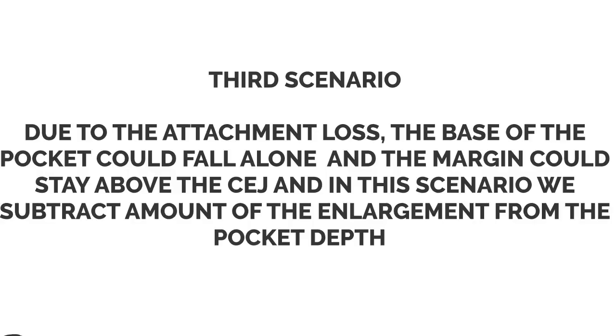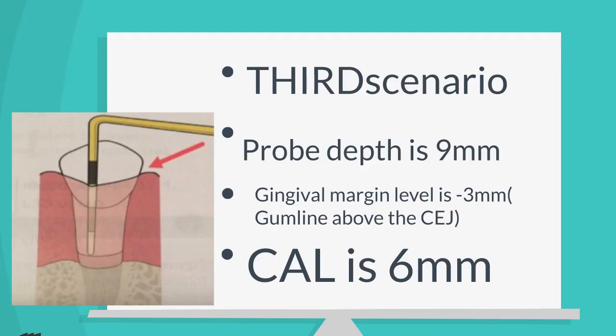Due to the attachment loss, the base of the pocket could fall alone and the margin could stay above the CEJ, and in this scenario, we subtract the amount of the enlargement from the pocket depth. Third scenario. The probing depth is 9 mm. Gingival margin level is above cemento-enamel junction by 3 mm because of the enlargement, so subtract the enlargement from the probing depth and the clinical attachment loss is 6 mm.